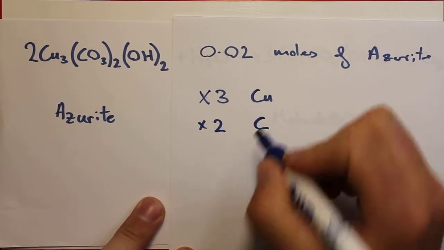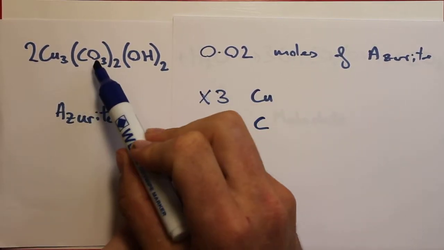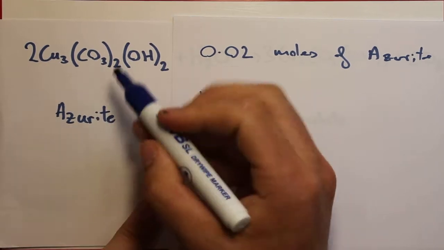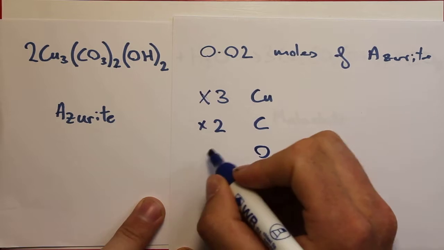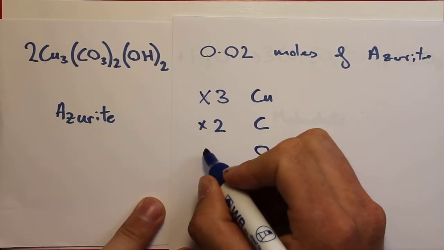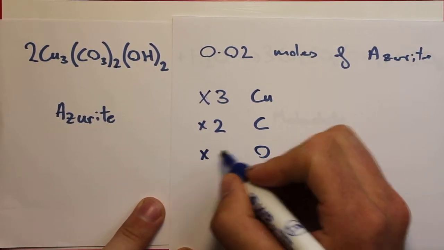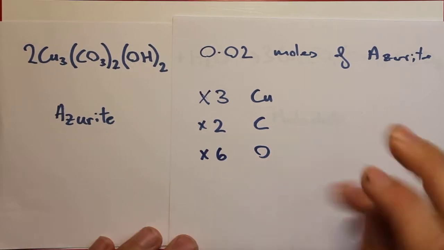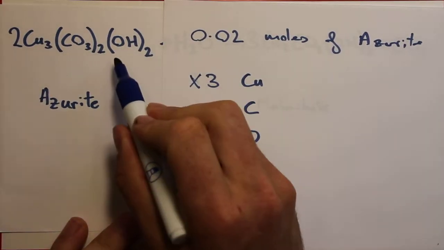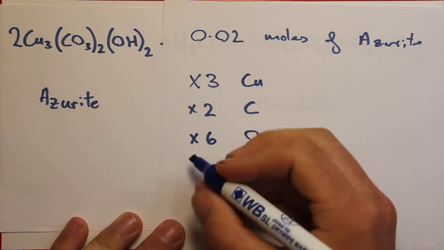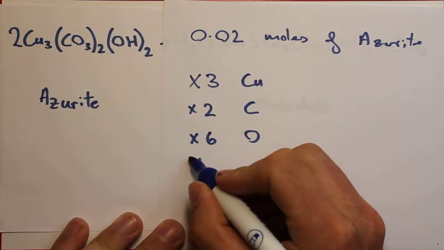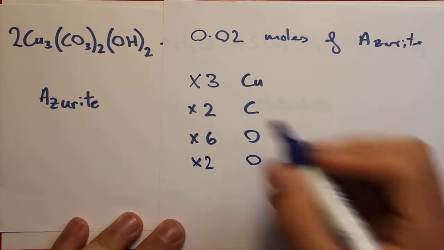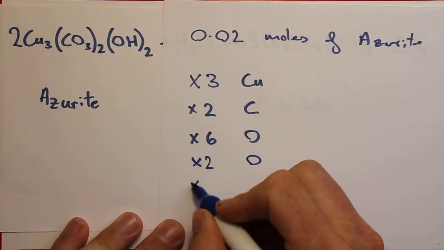Times 2 carbon. We've got 3 oxygens here, but it's going to be 3 times 2 because of our brackets here. So we've got oxygen is going to be 3 times 2 is times 6. And we've got another oxygen here, which is times 2. And hydrogen times 2 as well.